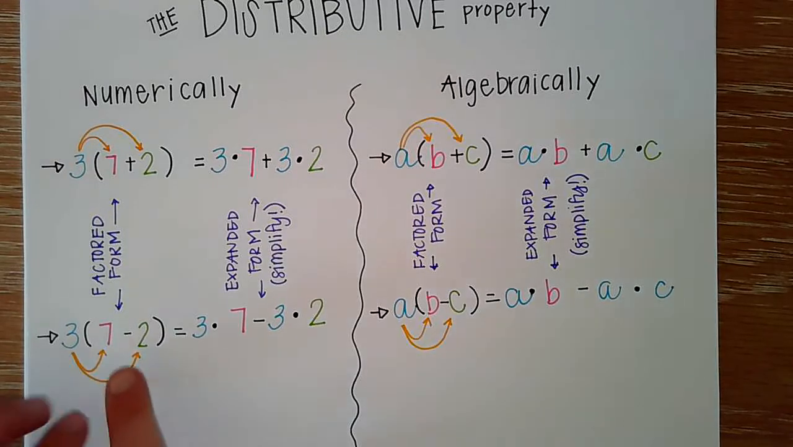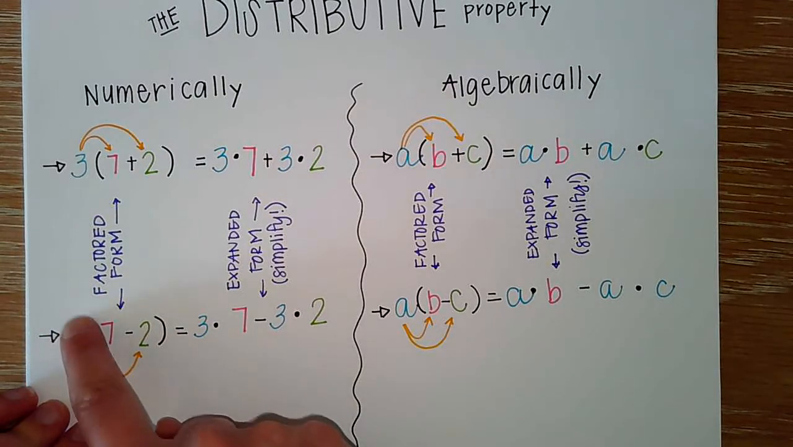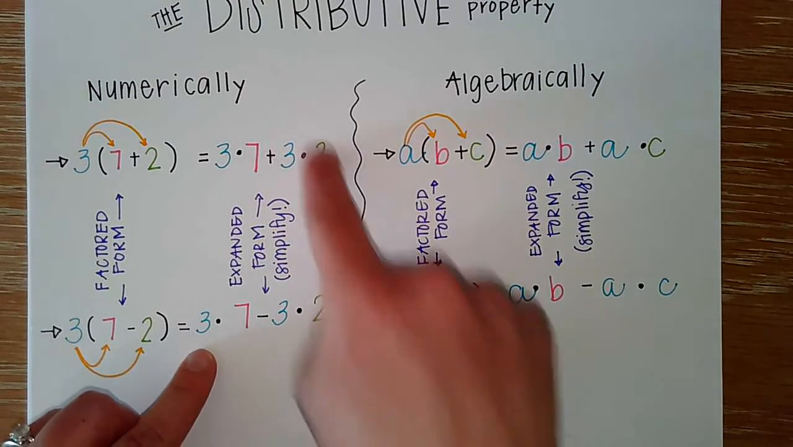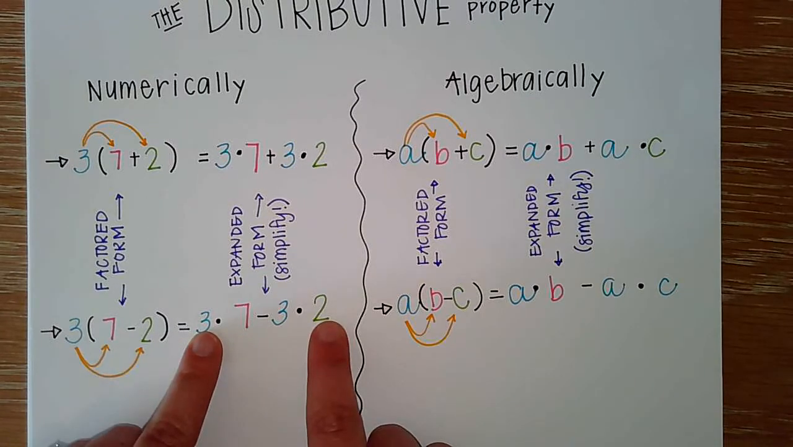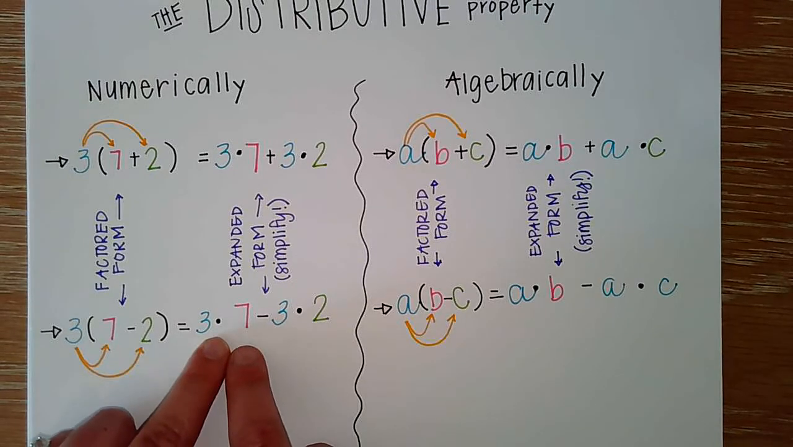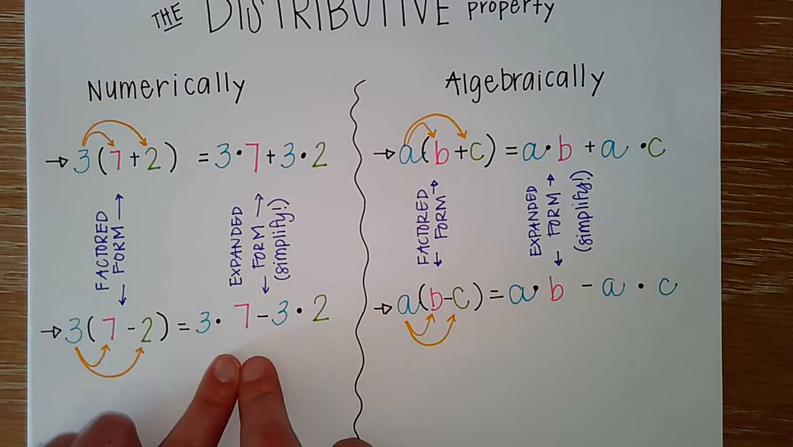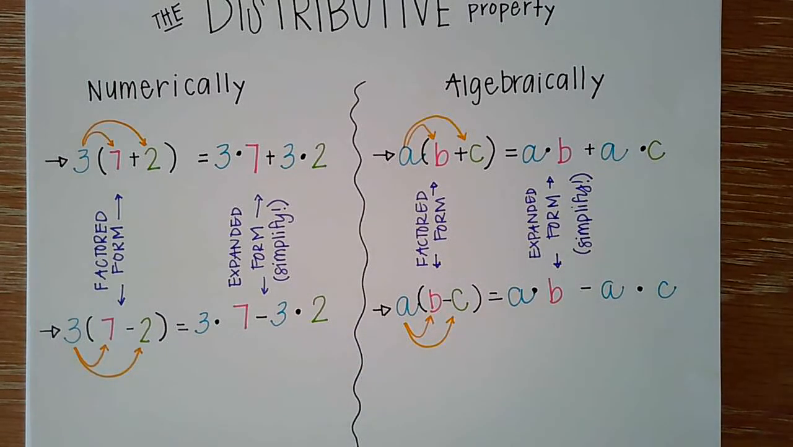Now, when we have the parentheses still, this is called factored form. Once everything's distributed, this is called expanded form. We've expanded it out. Once we expand it out like this, we can then simplify it down. So we would get 3 times 7, which is 21, minus 3 times 2, which is 6. So we would take 21 minus 6, getting you an expression with a value of 15. Okay, so we would expand it out to then simplify.